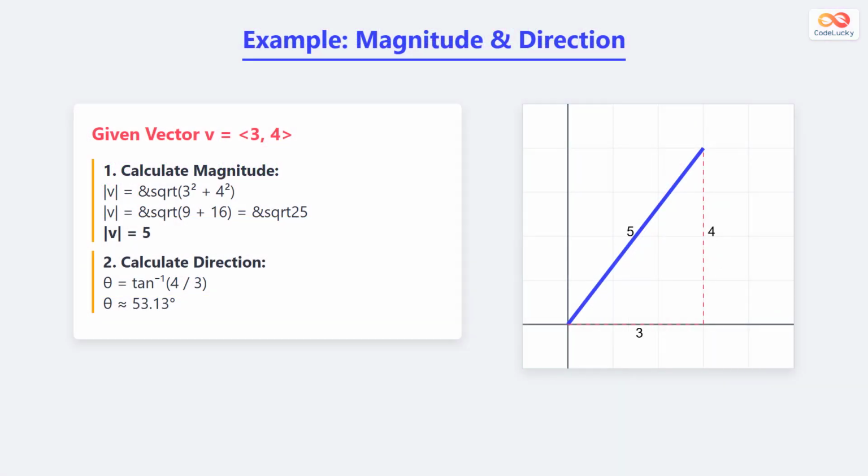Let's try a concrete example with the vector 3, 4. First, for the magnitude, we calculate the square root of 3 squared plus 4 squared. That's 9 plus 16, which is 25. The square root of 25 is 5, so the length is 5. For the direction, we take the inverse tangent of 4 divided by 3, which gives us approximately 53.13 degrees.